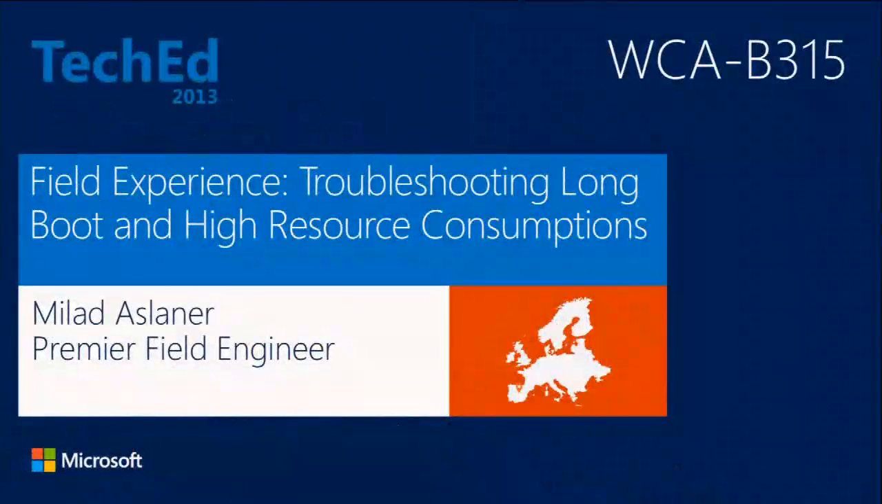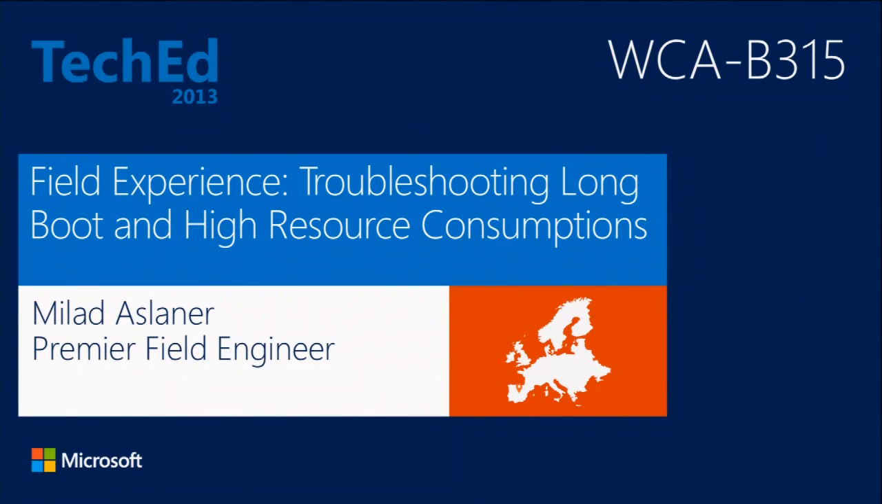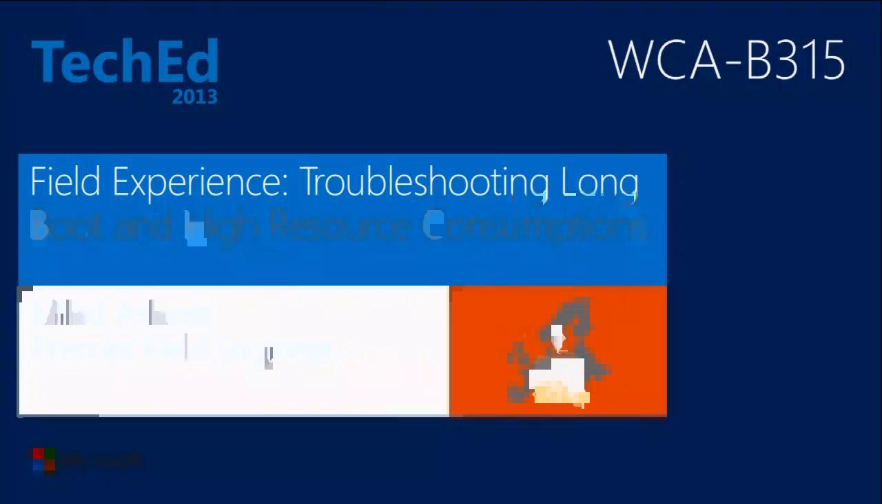All right, so let me introduce myself first. My name is Milad Astaner. I'm a premier field engineer, part of the global business support team from Microsoft. Basically, my main specialization is Windows reliability and performance. So every day I'm troubleshooting Windows at Microsoft's most strategic enterprise customers, to understand why certain things happen on a nanosecond level.